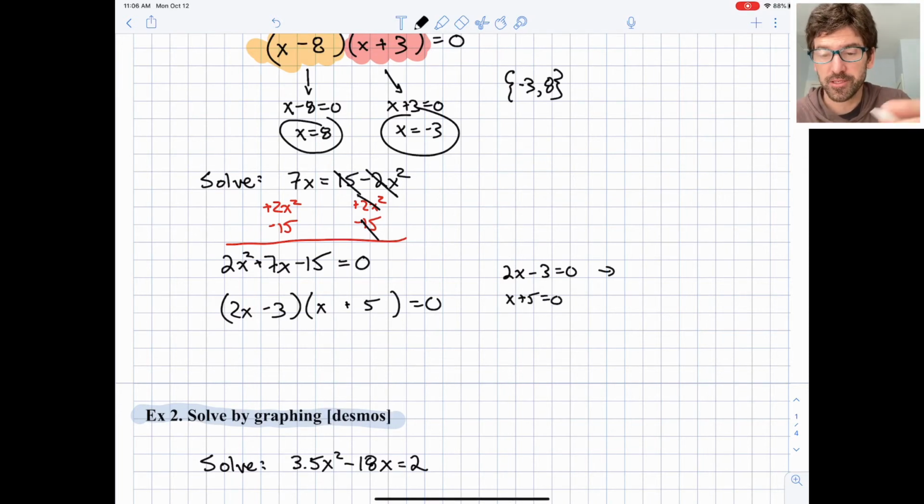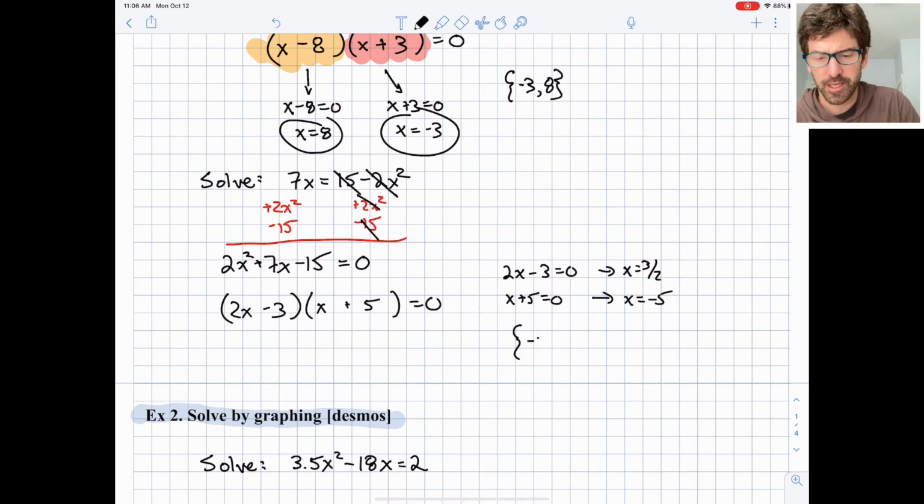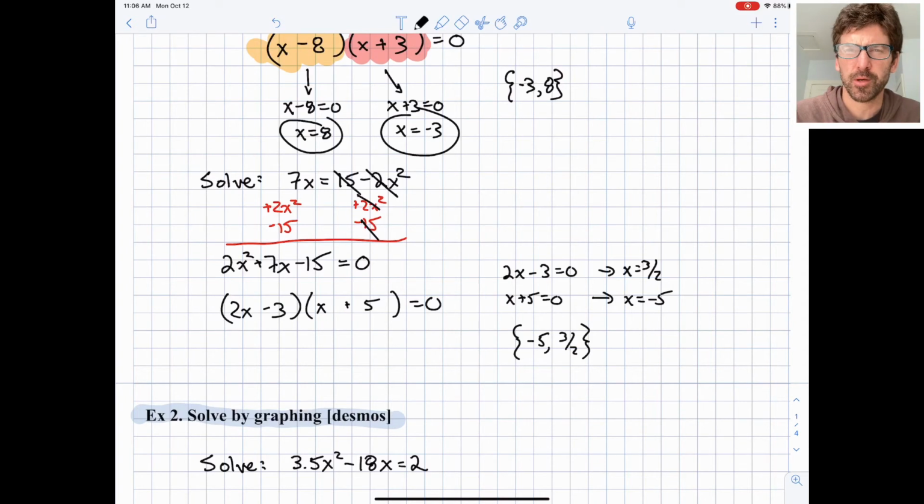The first option means that x equals 3 halves once we solve for x, and the second option means that x equals negative 5. So our two solutions, negative 5 and 3 halves, are the two solutions to the original quadratic equation.